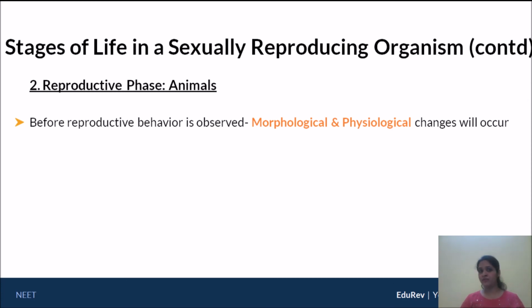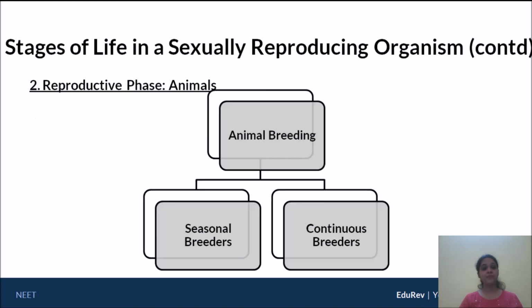Likewise, in case of human females, you will see morphological changes. You will see the formation of secondary sexual characteristics, like even the tone of voice and the breast in case of females. And you will also have the menstrual cycle starting in case of human females. That's a physiological change.